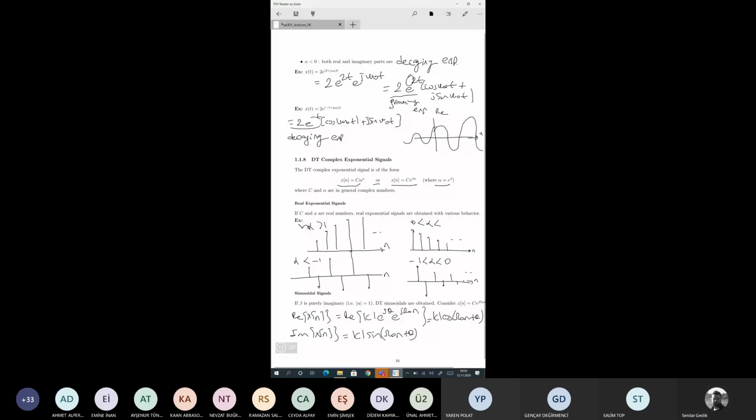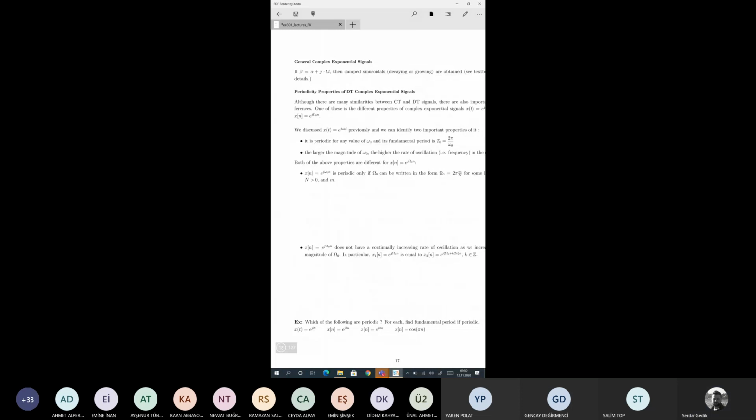So in general, if beta is equal to alpha plus j omega, then I have damped sinusoidals which are decaying or growing, and they are the general form. And please check the book for the details.